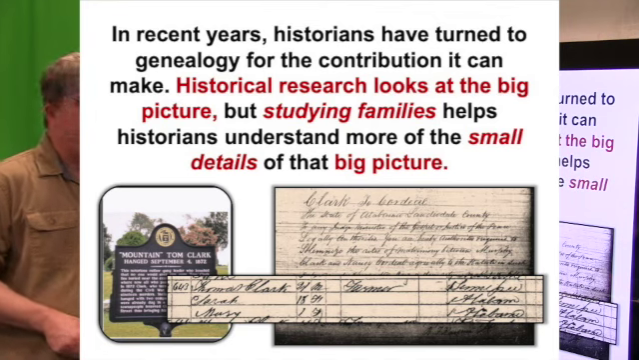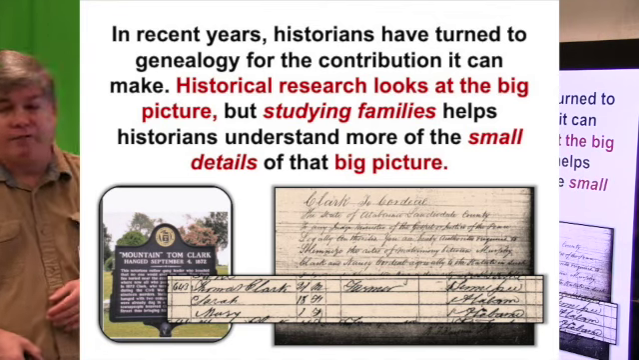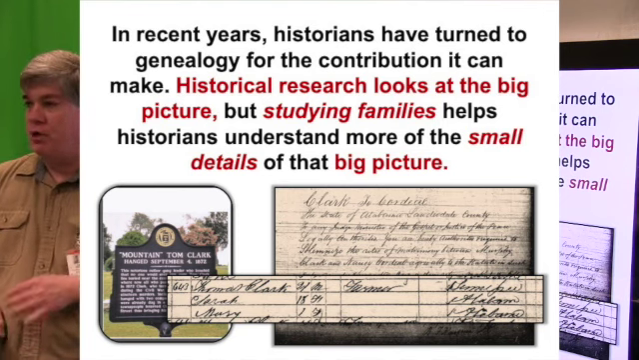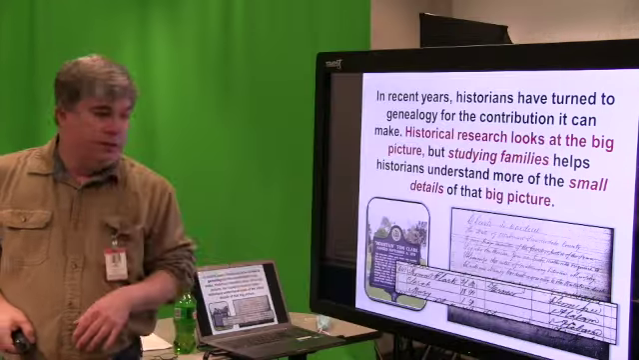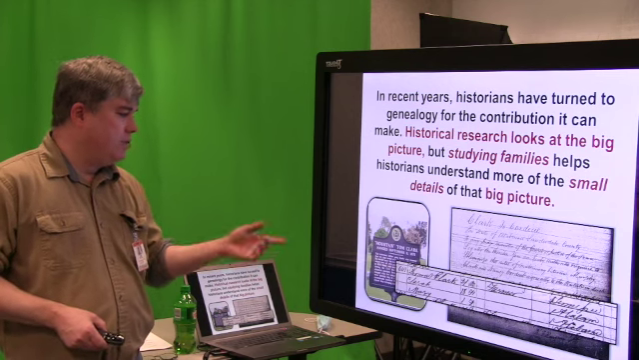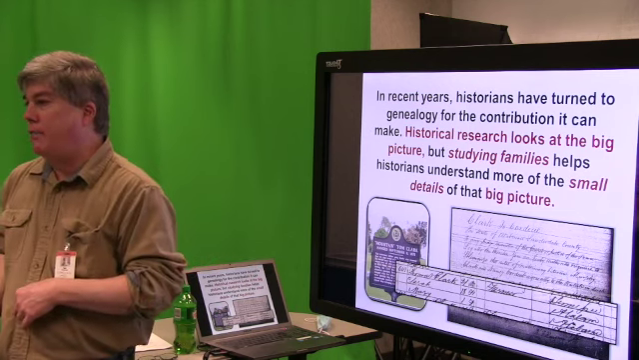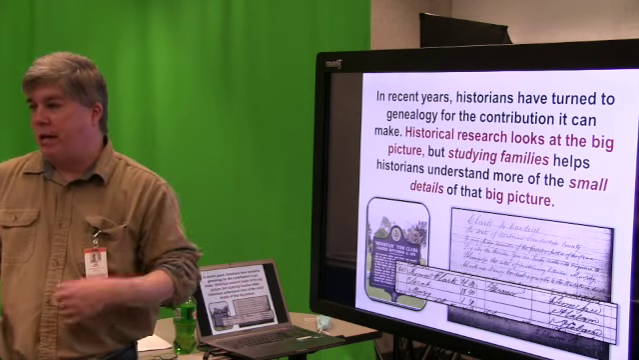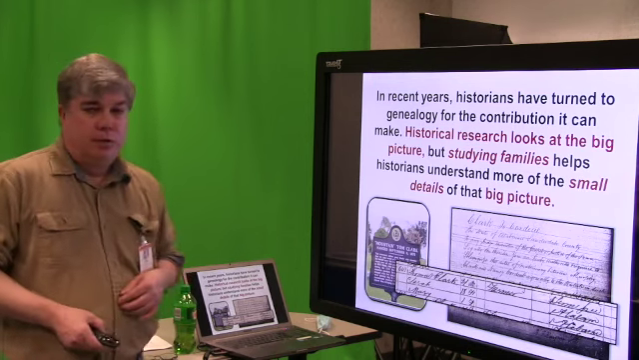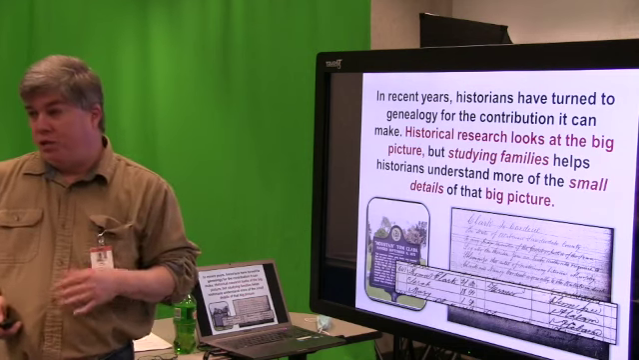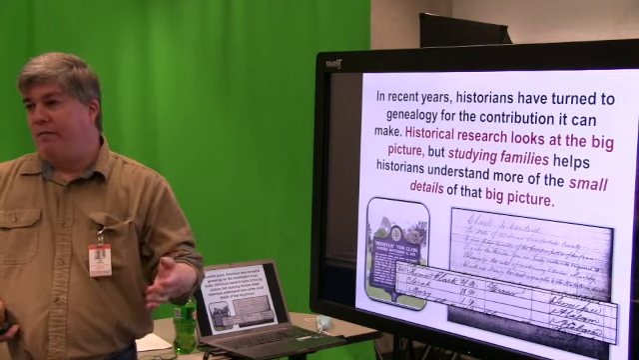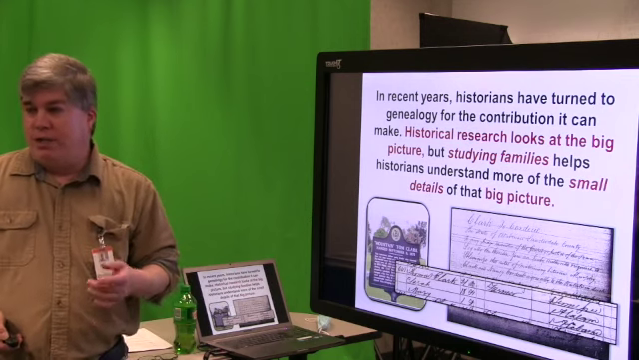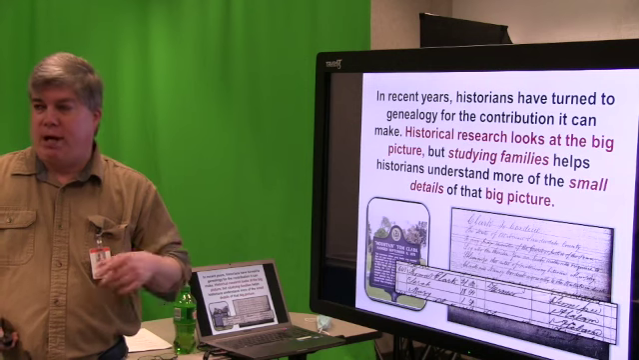Historical research looks at the big picture, but studying families helps historians understand some of the smaller details of that big picture. Like, I've used examples, documents in the historical marker from Thomas Marion Mountain Tom Clark, the outlaw allegedly buried under East Tennessee Street outside the city cemetery. Wade Pruitt did the best job he could, but he didn't have a lot of the historical sources available to him in the late 1970s when he was writing his book.